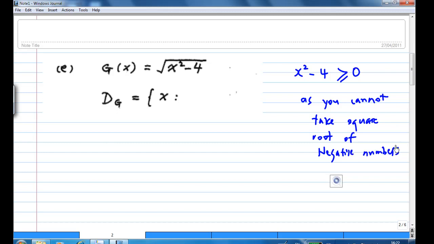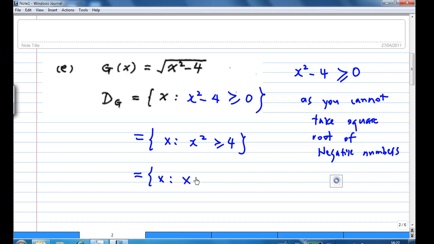Because of this restriction, x squared minus 4 must be greater than or equal to 0 before the rule makes sense. So x squared must be greater than or equal to 4. Now, if x squared is greater than or equal to 4, there are only two possibilities. That means x must be greater than or equal to 2, so that x squared is greater than or equal to 4, or x less than or equal to minus 2, so that the square will be greater than or equal to 4.